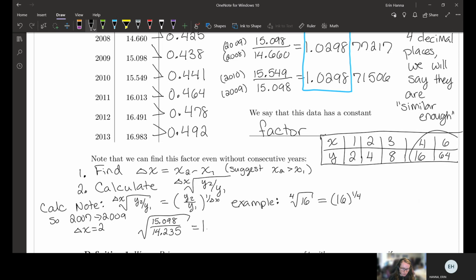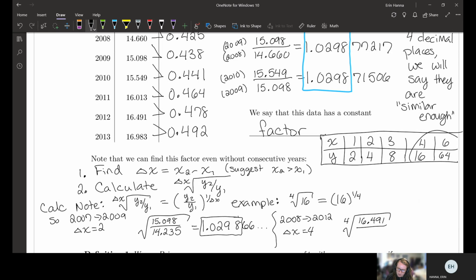But this would also give us 1.02988866, and it continues on. But it does still agree up to those 4 decimal places. And say we take another example, say we go from 2008 to 2012. Well, the change in x there is going to be 4, so we'd want to take the 4th root of the population in 2012, so 16.491, divided by the population in 2008, so 14.660, would also give 1.298, and so on.